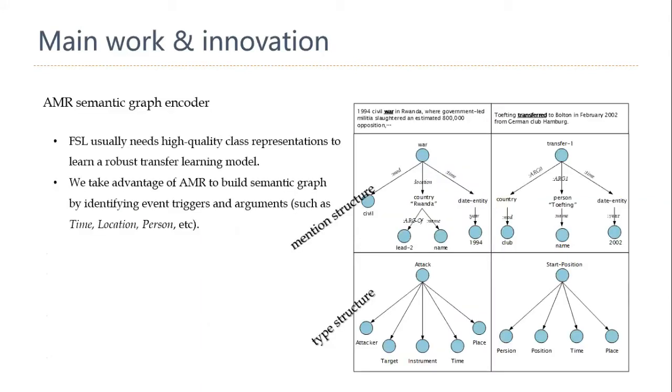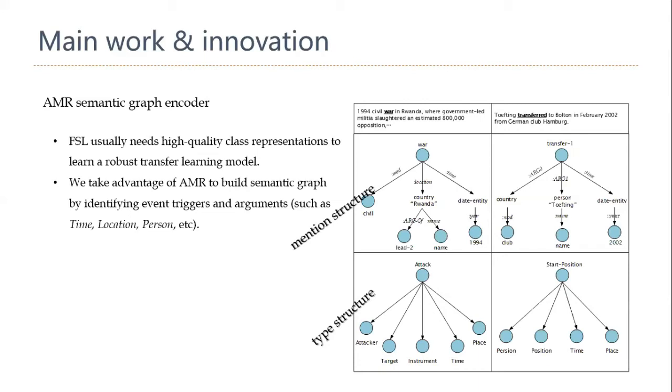Let's have a look at the AMR semantic graph encoder. This is a basic module in our model. As we know, few-shot learning usually needs high-quality class representations to learn a robust transfer learning model. So we take advantage of AMR to build a semantic graph by identifying the event triggers and arguments.